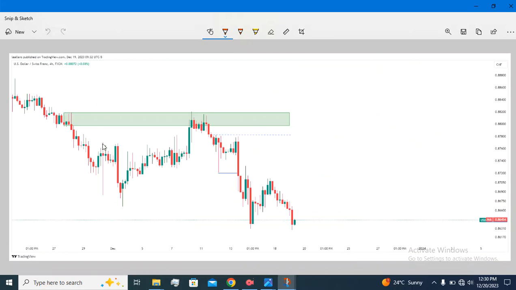This liquidity was around somewhere here. So there was a sweep of it, then a manipulation on top. We came to this place, but we took this one also. So that is where I've marked the rectangle. This one is in the 4-hour time frame.